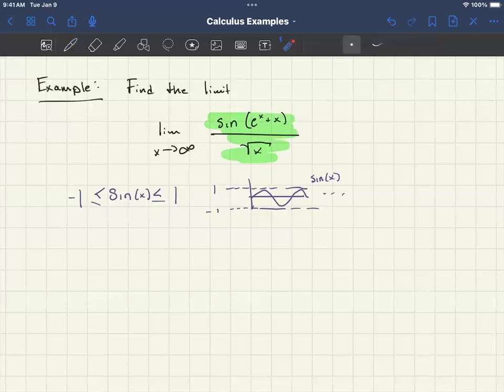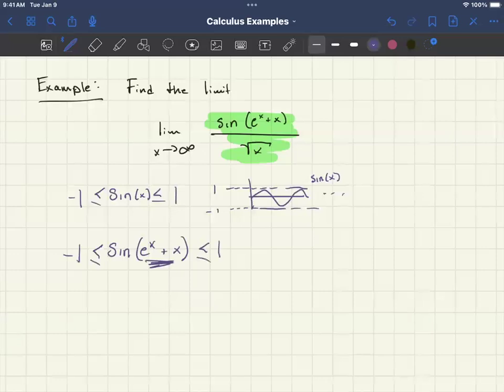Now you'll notice I started off with sine of x is between -1 and 1. That we know for sure. But our function here is sine of e to the x plus x. The key to remember here is that it really doesn't matter that we have all this junk in here, because sine of whatever you're plugging in is still bounded by -1 and +1. So it's not going to change our boundaries in our squeeze theorem, which is great.